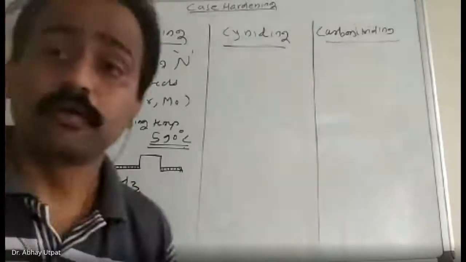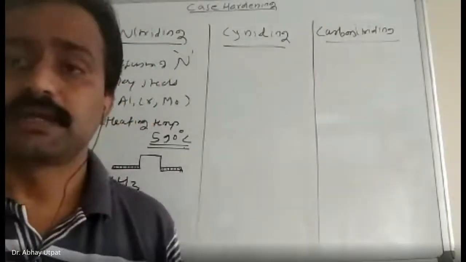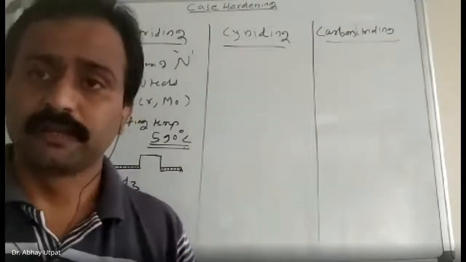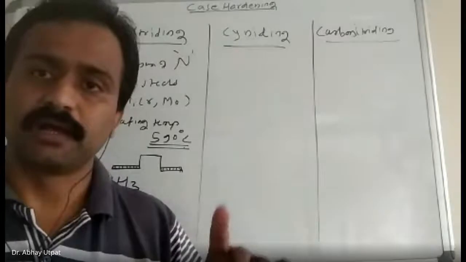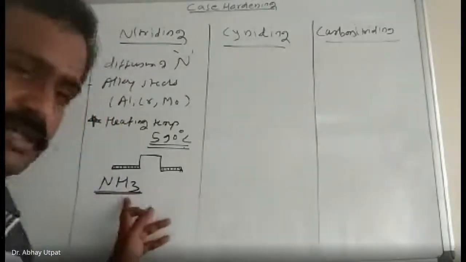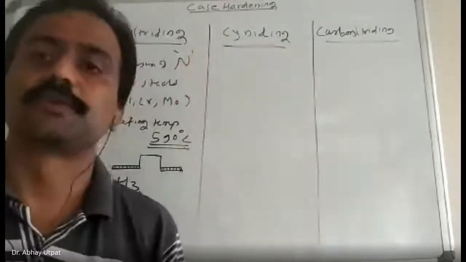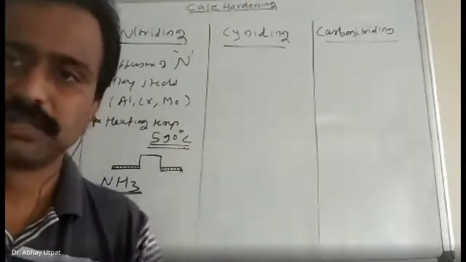There will be cracking of ammonia gas. Around 60 hours are required. And then this ammonia separates into hydrogen and nitrogen. And then nitrogen gets diffused into the steel.